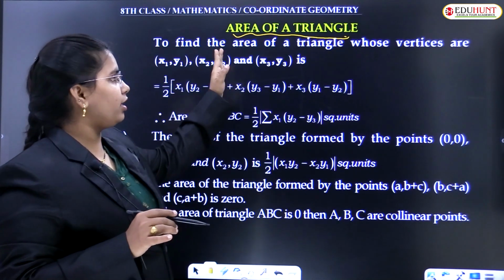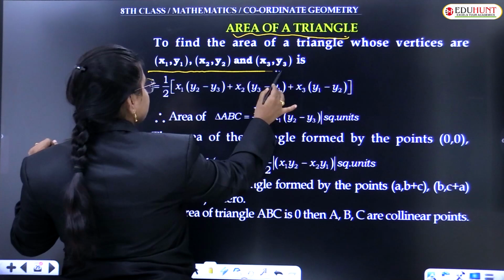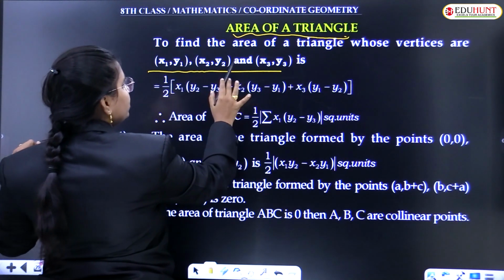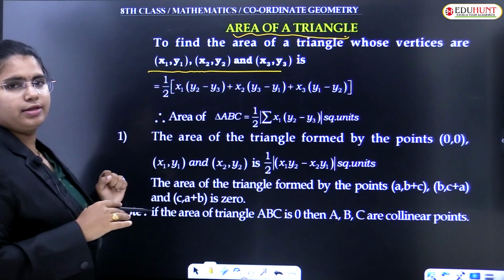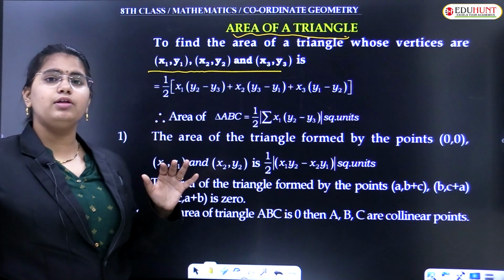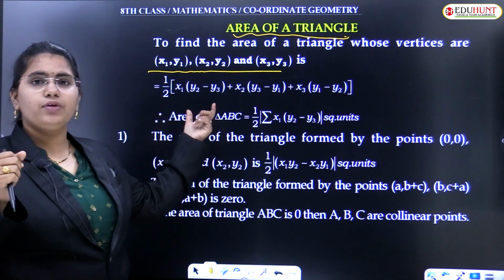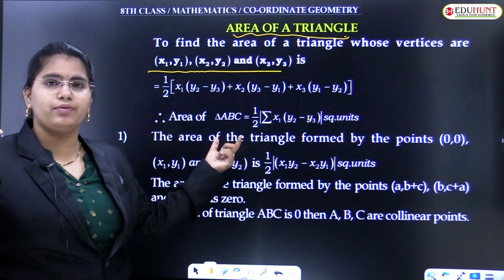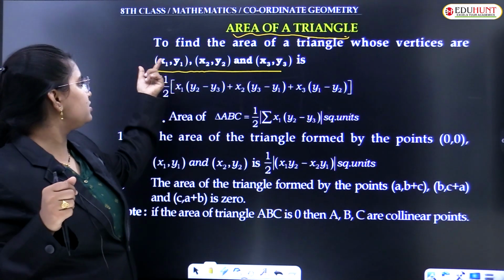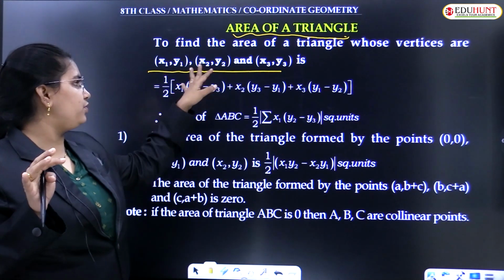You can find the area of a triangle if you are familiar with the three vertices x1, y1, x2, y2 and x3, y3. Till now you have studied the area of a triangle if you are familiar with the sides of the triangle. But now we are dealing with the vertices of the given triangle. What are the three vertices? Let me take x1, y1, x2, y2 and x3, y3.